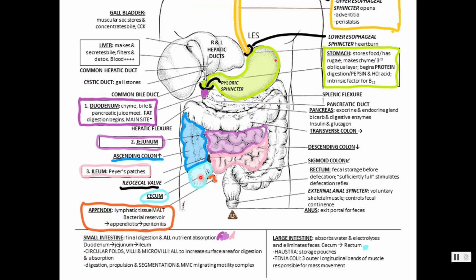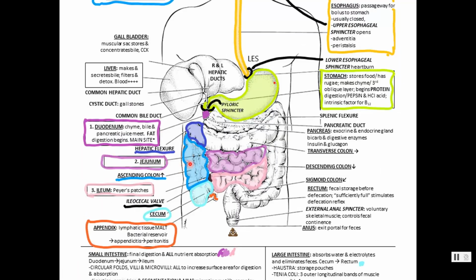Okay, so from the cecum, the waste products are going to move basically from haustrum to haustrum up the right side of the body, and that is called the ascending colon, because we're working our way up. Then there's a turn right here at the liver. This turn portion is called the hepatic flexure. Hepatic, hepato, always refers to liver.